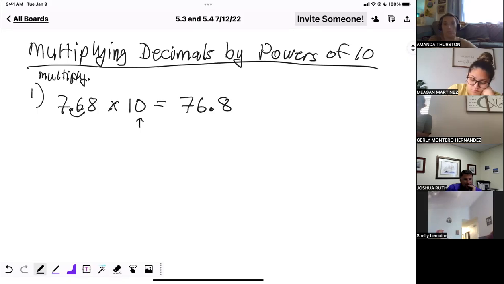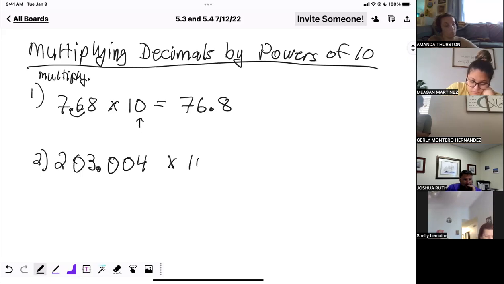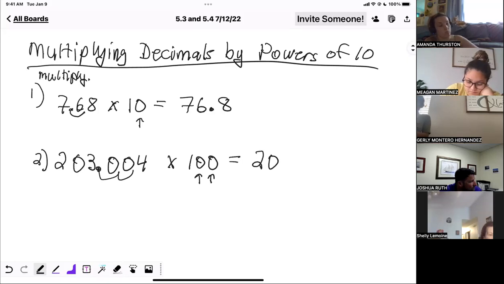Let's look at another one. 203.004 times 100. So I'm multiplying by 100. That's a big number. It means the number has to get bigger. I look at how many zeros I have. I have 2. If I want to make this number bigger, I've got to move the decimal place to the right, and I'm going to move it to the right 2. So 1, 2. So my answer is going to be 20,300.4.